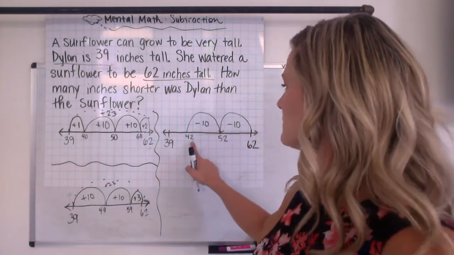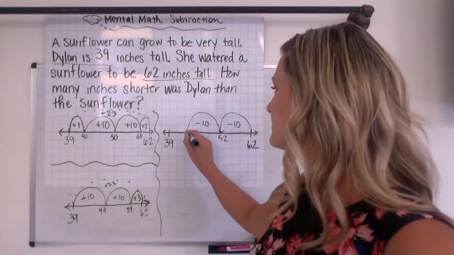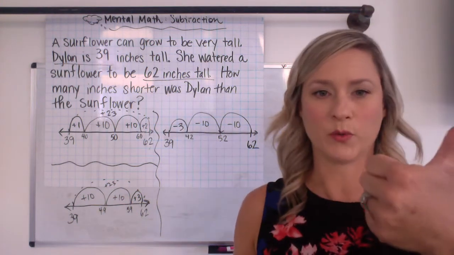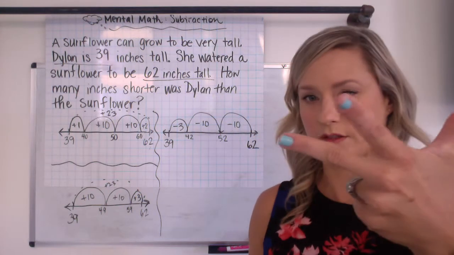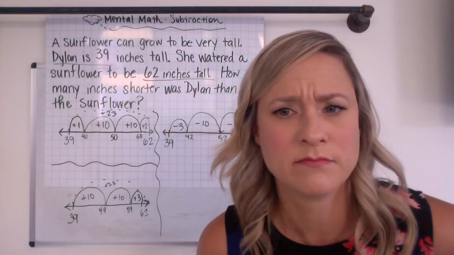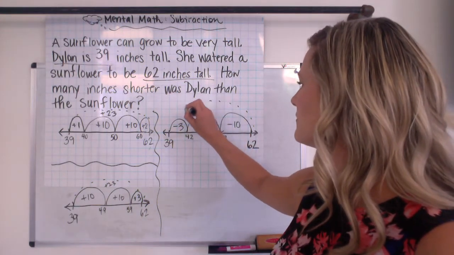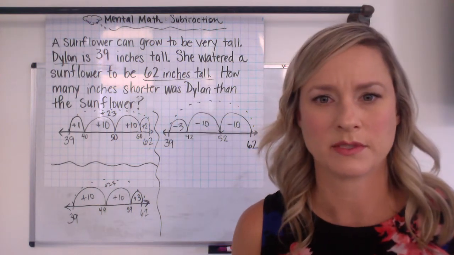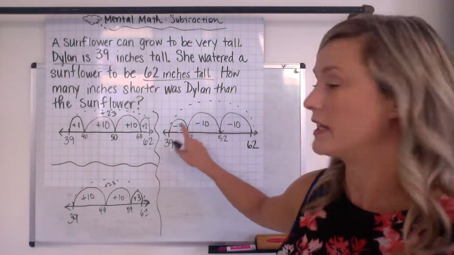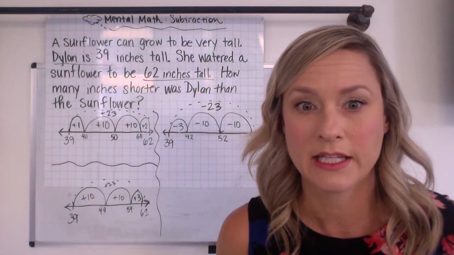No. Okay, 42 minus 39. 42, 41, 40, 39. I had to take off 3 more. And hey, do you see something familiar? What is in the hops? We took off 10, 10, and another 3, which was a total of 23.